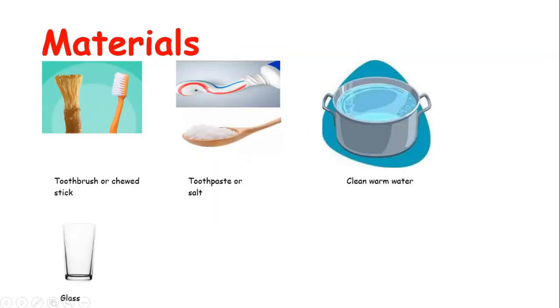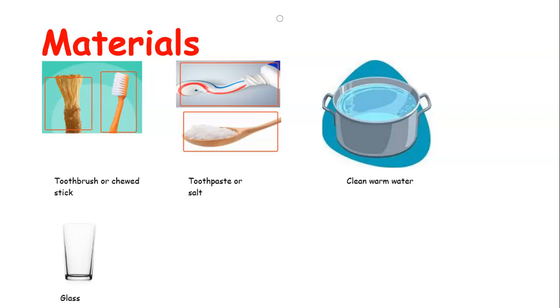So what are some of the materials that are needed when we are cleaning our teeth? We have all the materials here, and the material number one that we need is a toothbrush or a chewed stick. This is a toothbrush, and if you don't have a toothbrush, you can use a chewed stick. The second material is toothpaste. If you do not have toothpaste, you can use salt instead.